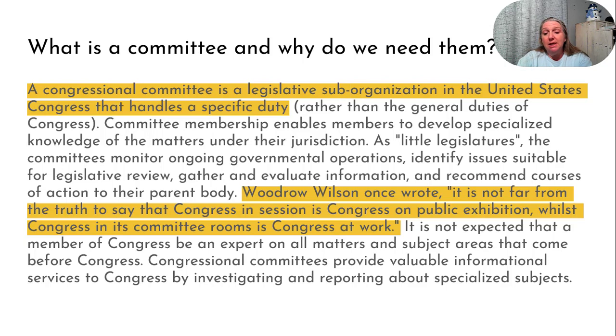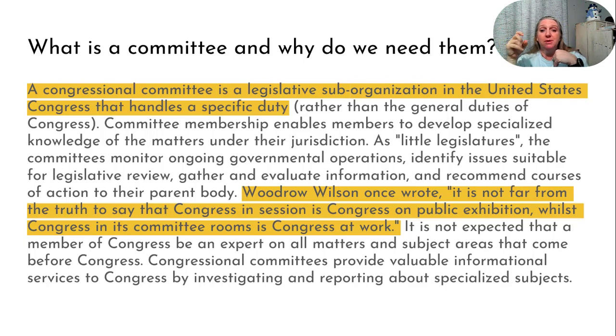Now, what is a committee and why do we need them? A congressional committee is a legislative sub-organization in the United States Congress that handles a specific duty. Your committees are like large groups, they could be up to 50 people on a committee. And it could be a broad topic, like education. So they break it down into subcommittees, and the subcommittees deal with a very specific duty, a very specific area of the general concept of the committee.